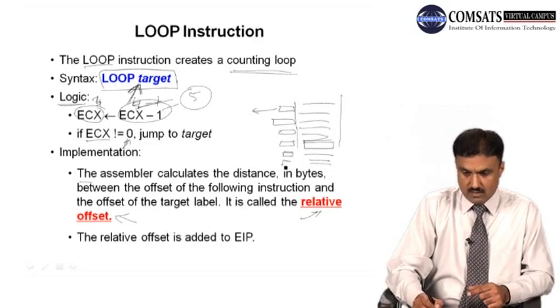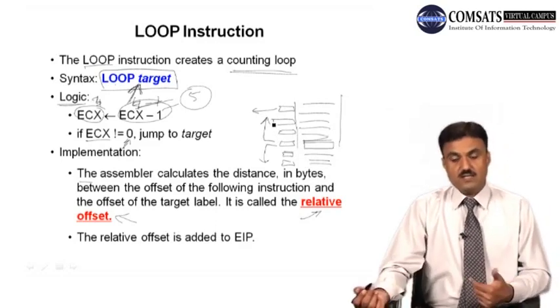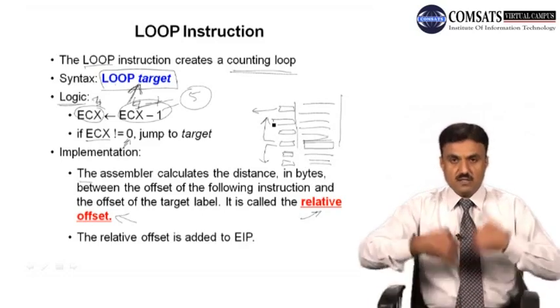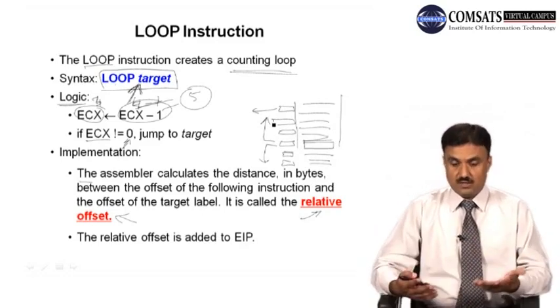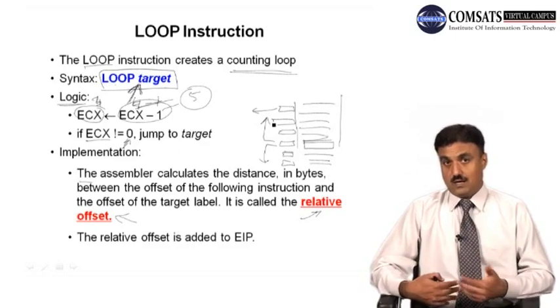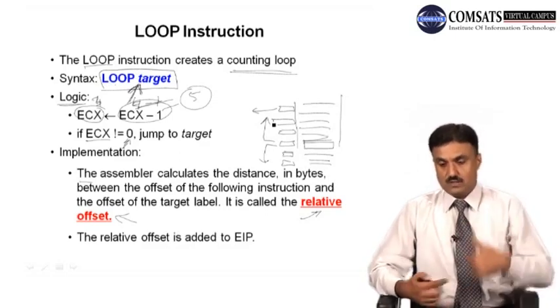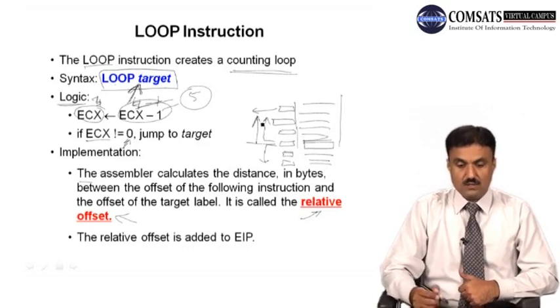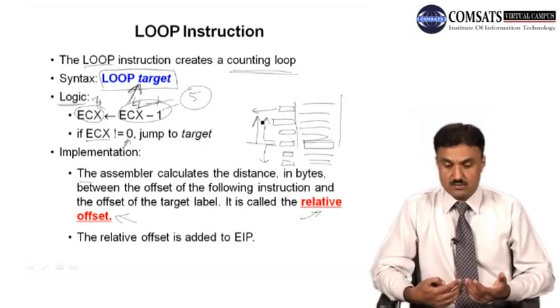Maybe we can jump either from here, or we can jump in this direction. It depends. Where is the label? If the label is at the bottom, it will increment the program counter, or it will add something. If it is on the top, like before this instruction, we're moving here, then the program counter will be subtracted and so on.